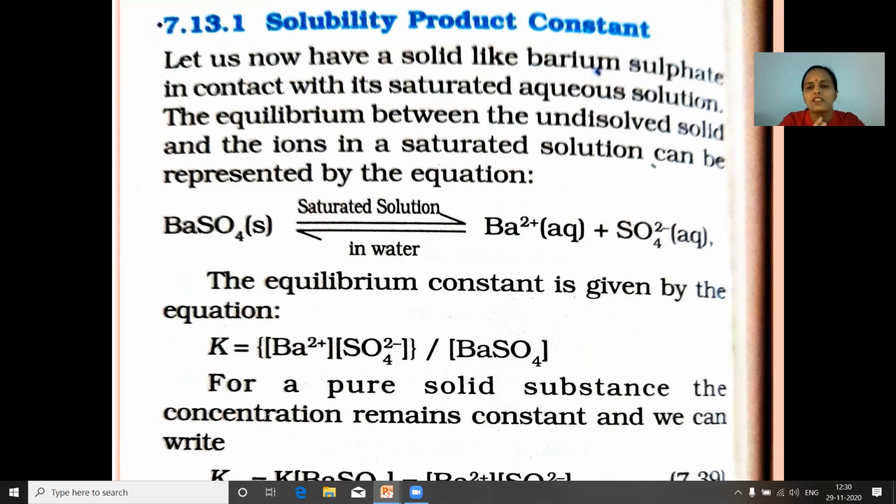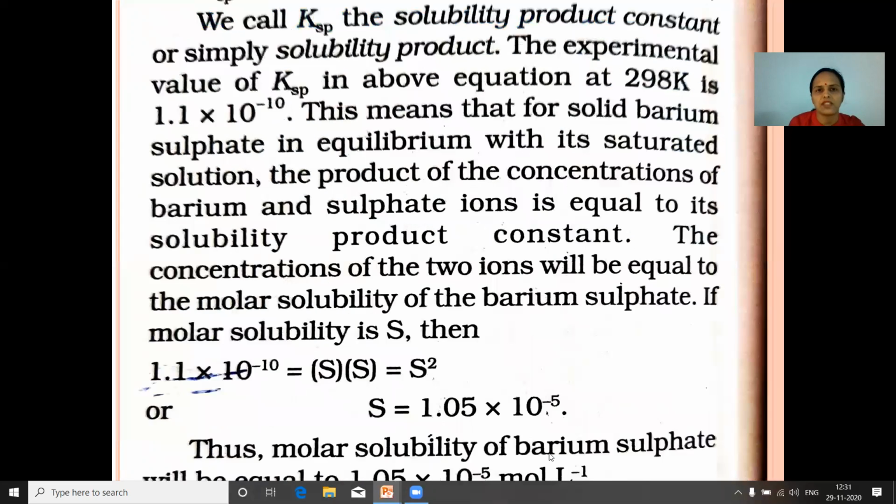For a pure solid substance, the concentration remains constant, and we can write K times [BaSO4] equals the molar concentration of Ba2+ times that of sulfate ion. And we call this Ksp, the solubility product constant. The experimental value of Ksp at 298 Kelvin for the equation is 1.1 × 10^-10.